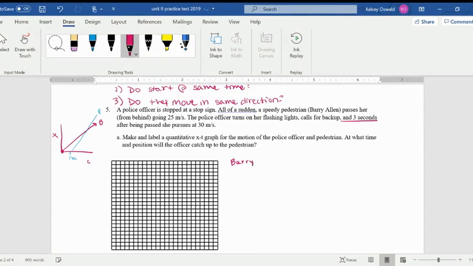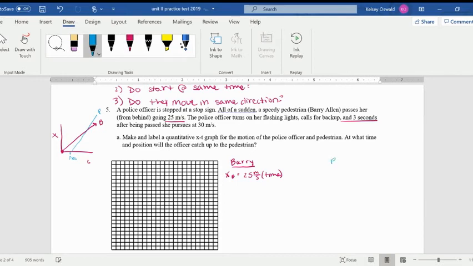So when we look at Barry, for his position, we can see that his slope is going to be 25 meters per second because our slope is equal to our velocity and our x variable is time. So we have 25 meters per second times time. And since Barry starts at the origin, we have no y-intercept there.